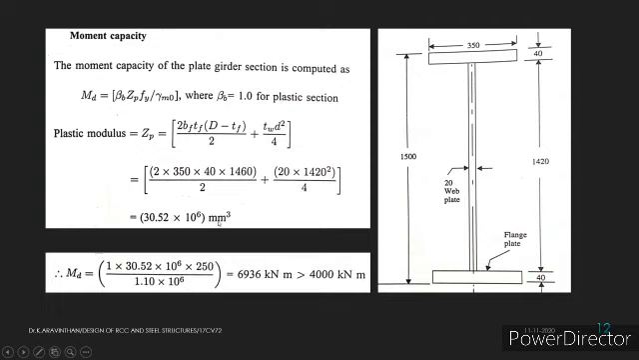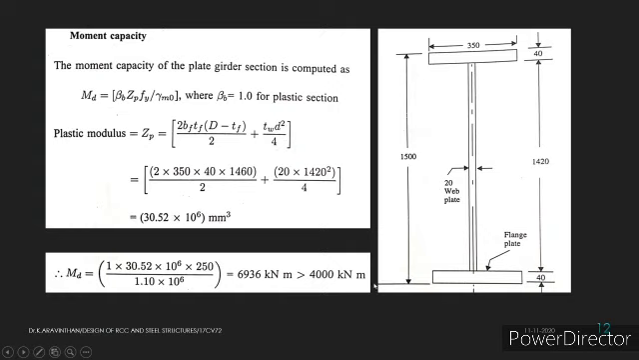So this is the plastic section modulus. Now we have Zp. The value substituted here is 250, that is Fy divided by 1.1, into 10 power 6. We are making the value in terms of kilonewton meter. Right now all the values are in Newton mm, and in order to convert into kilonewton meter we have multiplied by 10 power 6. So the value will be 6936 kilonewton meter. This is the moment carrying capacity of the section.